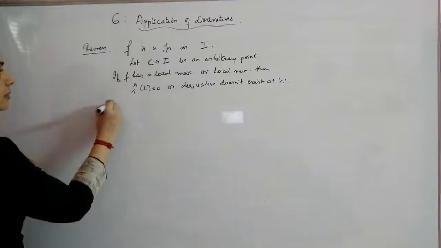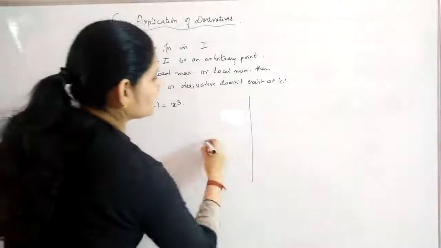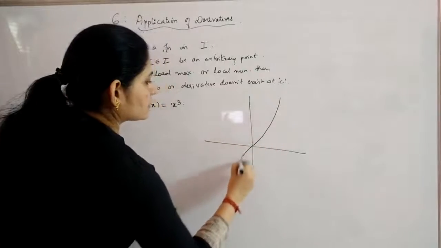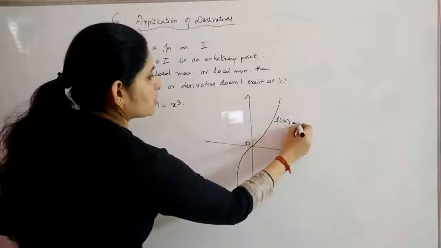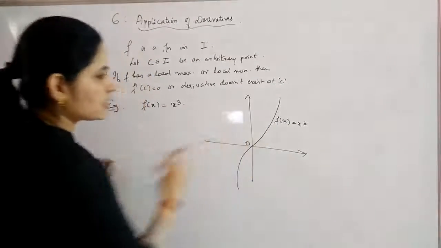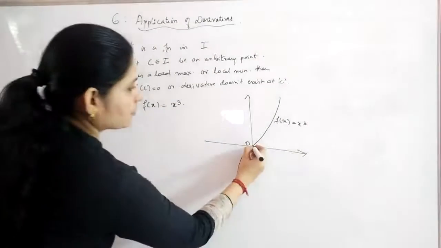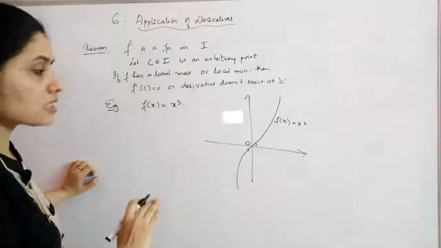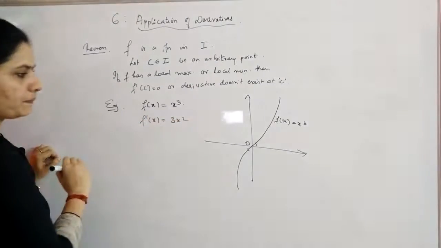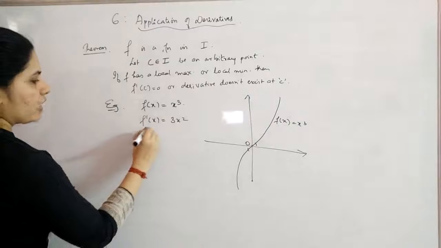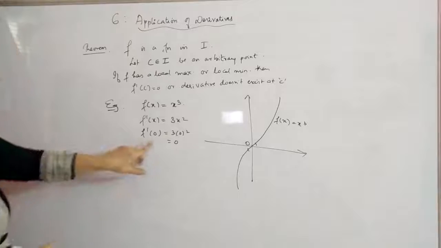For that you have an example, which is f of x equal to x cube. What is the graph of this function? It will come like this. Remember, you have studied this, f of x equal to x cube or y equal to x cube. So you can see that there is a change in the function at this point here. Change in the function is decided by its derivative. When you find the derivative, f dashed of x is 3x square. Now at this point 0 I am checking. f dashed of 0 will give you 3 into 0 square, which is 0. So f dashed of 0 is 0.